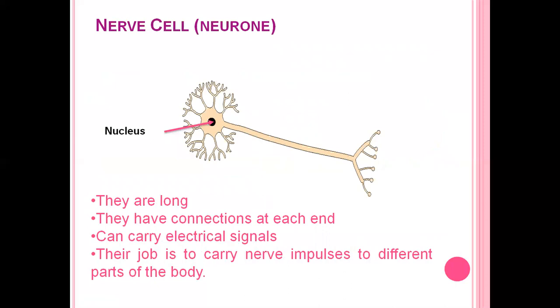Nerve cells are also called neurons. These cells transmit nerve impulses or carry electrical impulses around the body.